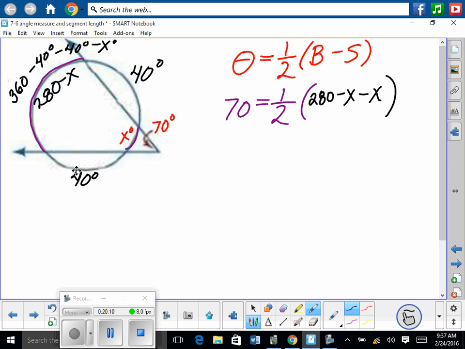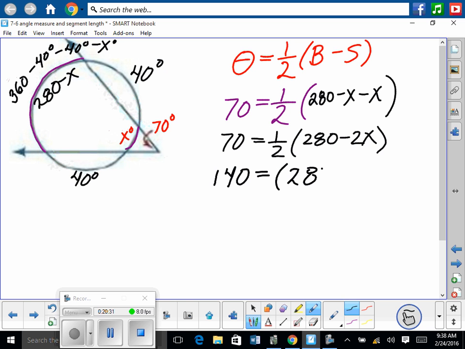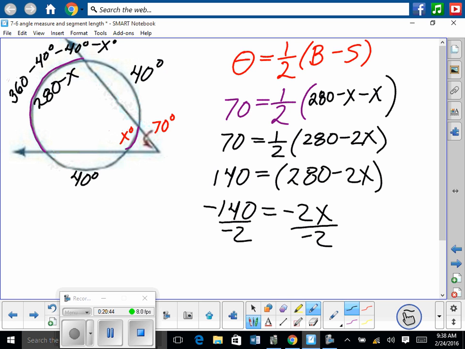Okay, continuing this, we have 70 is equal to 1/2 times 280 minus 2x, right? Because negative x minus x is negative 2x. So now we're solving for x. We would do 70 times 2, which is 140, equal to 280 minus 2x. Then we take 140 minus 280, so we have negative 140 is equal to negative 2x. Then we divide both sides by negative 2. So x is equal to 70. Okay.